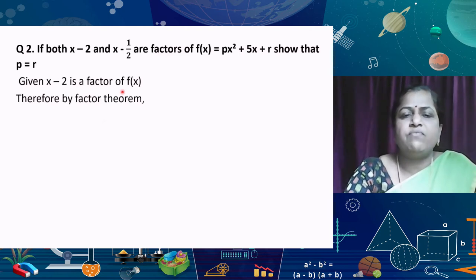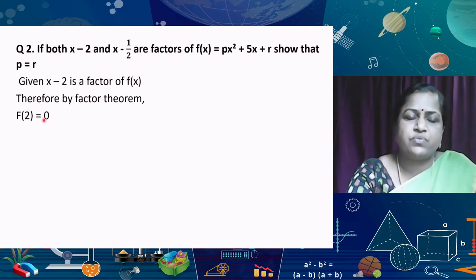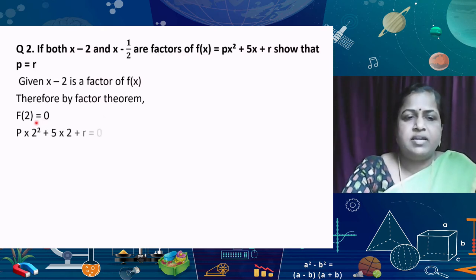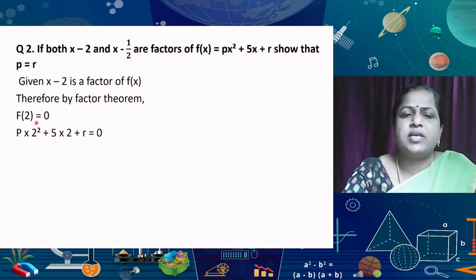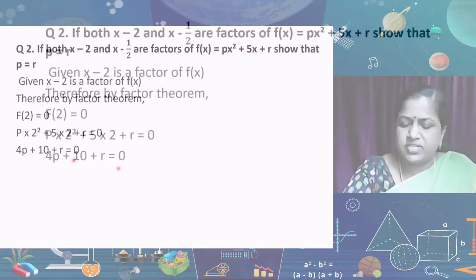So, by using the factor theorem, we can say f(2) equal to 0, if x minus 2 is given. The zero of x minus 2 is x equal to plus 2. We substitute the value of x as 2. Then we get p into 2 square plus 5 into 2 plus r equal to 0, that is 4p plus 10 plus r equal to 0. This is the first part.